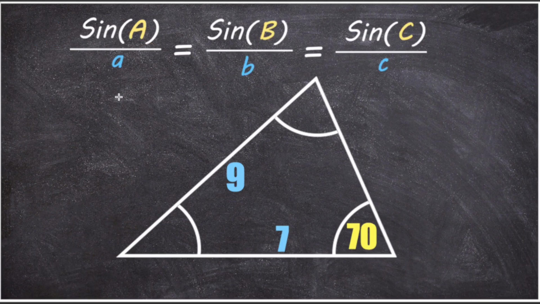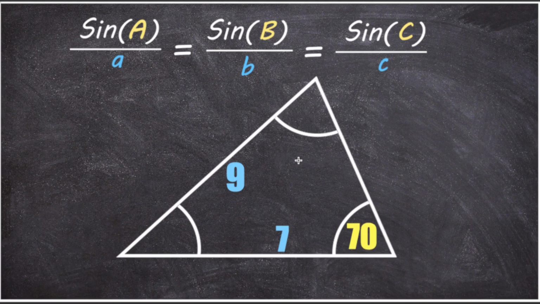And a reminder of what the sine rule actually explains: for each angle in the triangle, sine of the angle over the length of the opposite edge gives the same result. So in our example, dividing the sine of 70 by 9, the opposite edge, would give the same result as dividing the sine of the unknown angle by 7.